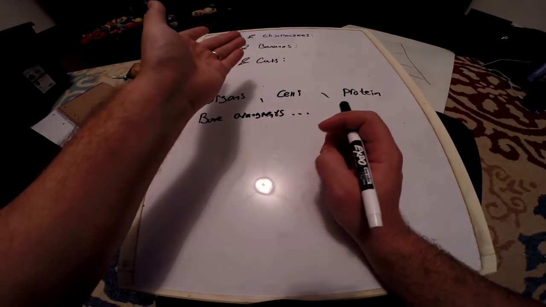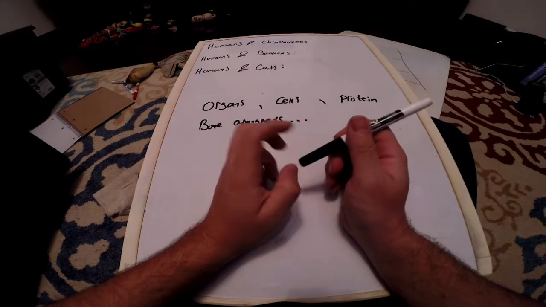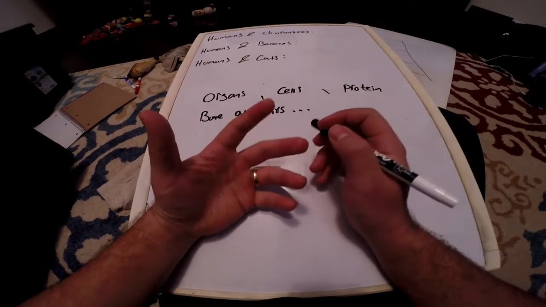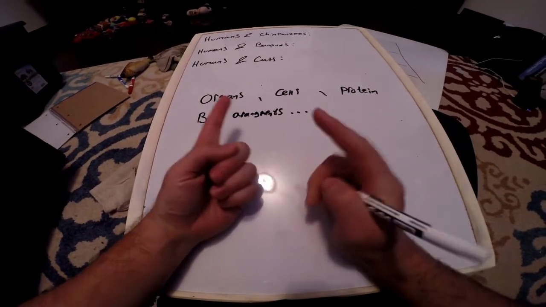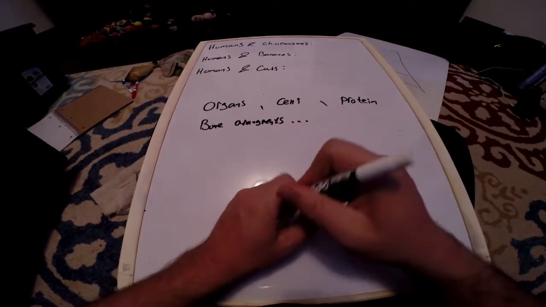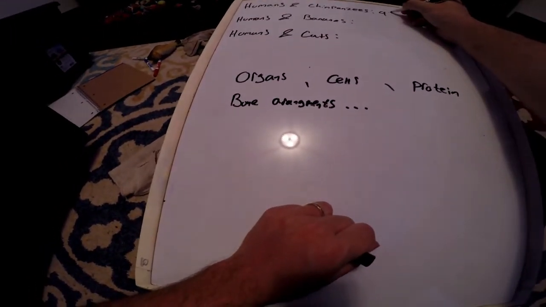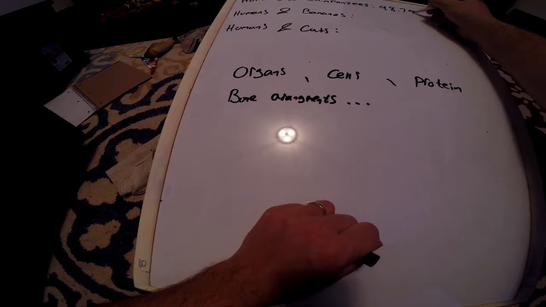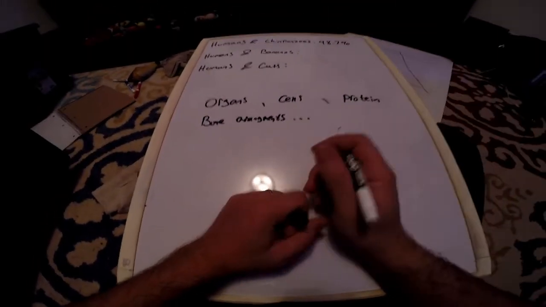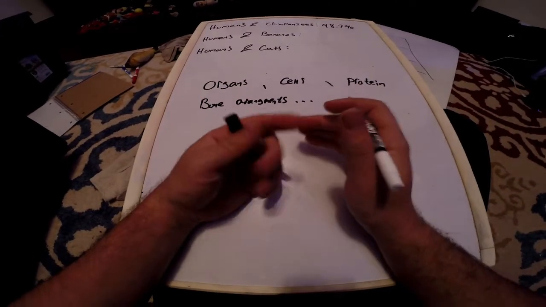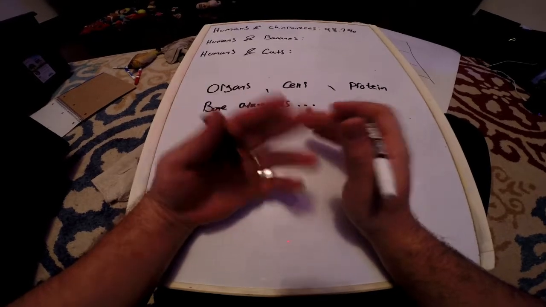So right now, we're going to have humans and chimpanzees. Anyone want to guess how much percent we share? It's not 1, it's not 5. It is actually 98.7% of DNA we share, the same genetic sequencing we as humans share with chimpanzees.